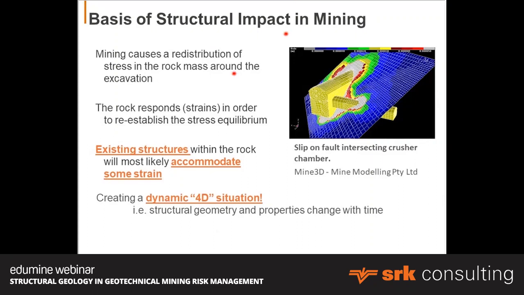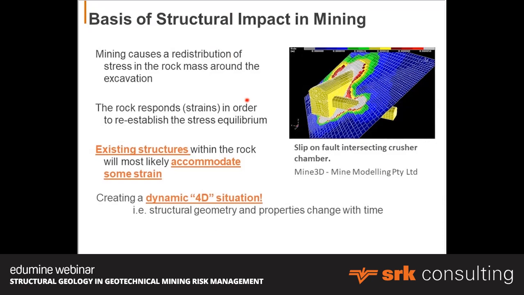Okay, so as we move towards some more practical examples of how structures impact different types of mining environments, let's just talk about the basis for how structures impact rock mass behavior. It's because mining causes a redistribution of stress in the rock mass. You create a big hole in the rock, and then it's got to respond to that, because the stresses need to stay balanced, and you've basically put the stress out of equilibrium. Okay, it needs to re-establish some form of stress equilibrium.